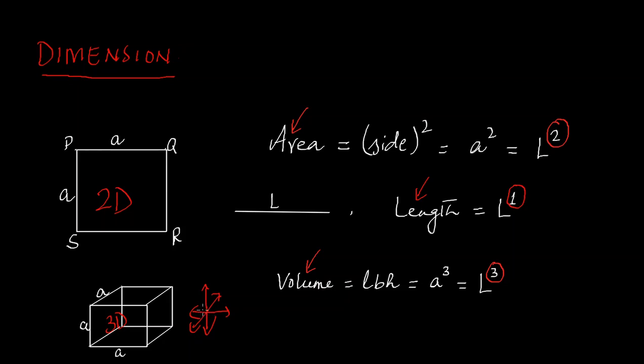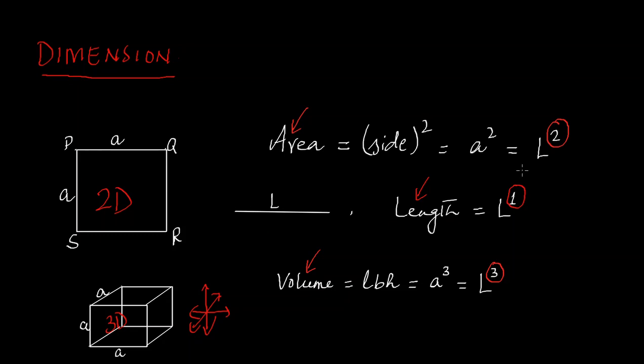So how many directions can you go? Three ways you can go. So for that reason, this is called a 3D. But the length, you can go only one direction, isn't it? Only either this way or that way. So therefore the power of L here is 1. So we say the length is a one-dimensional figure.